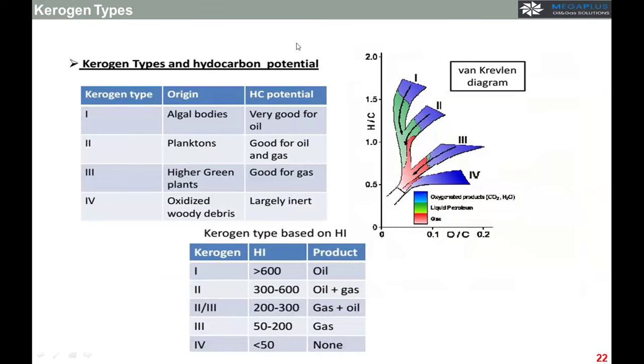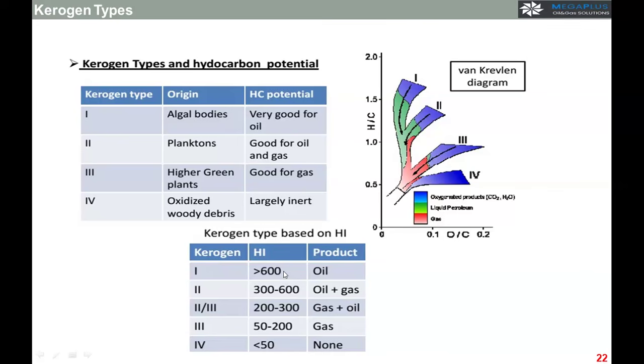Type 1: algal bodies, planktonic, very good for oil. Type 2: higher green plants, good for oil. Type 3: oxidized woody debris, good for gas. Kerogen types 1, 2, 3. Here we find the hydrogen index.